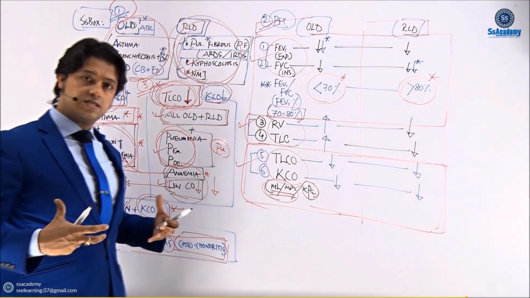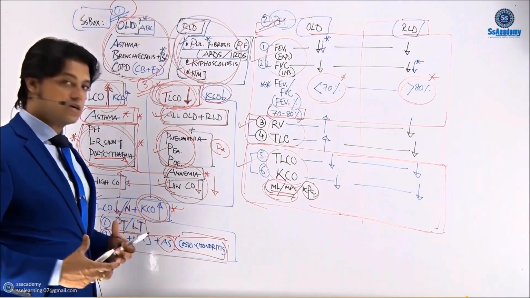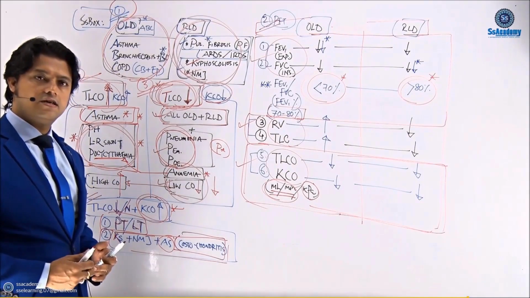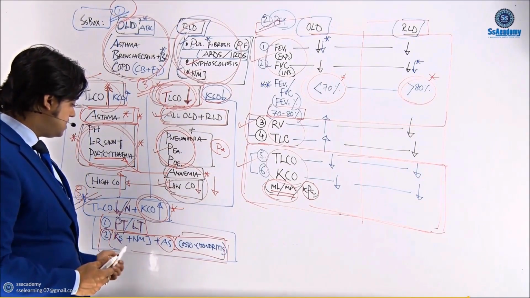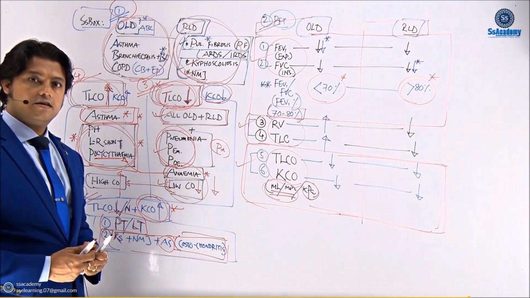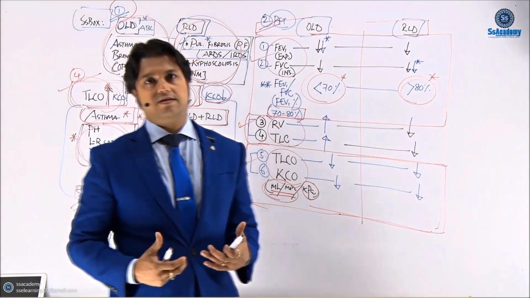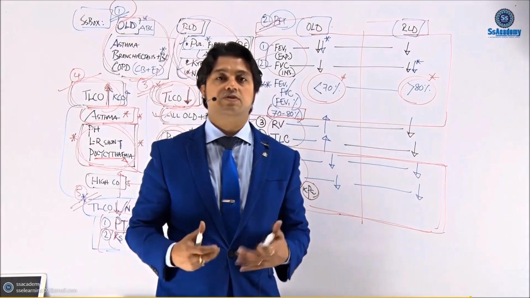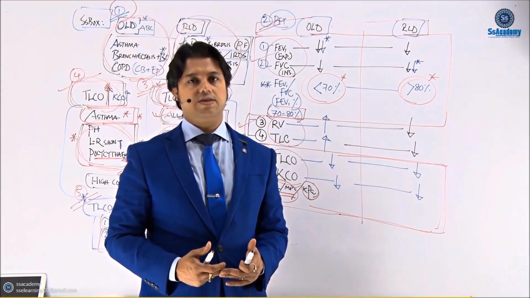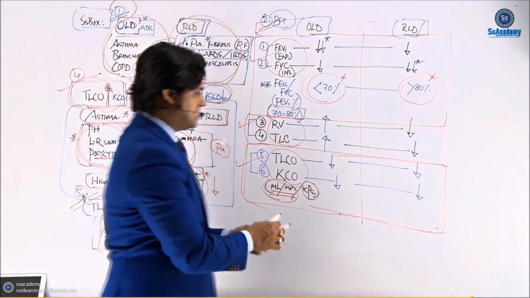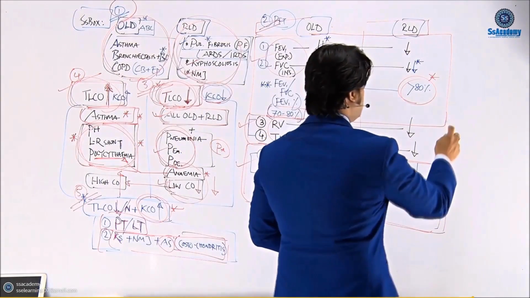In neuromuscular junction disorder, kyphoscoliosis, as well as costochondritis, in those cases, this is very important, TLCO can be normal or maybe reduced, but yes, KCO is increased because of the compensatory rate. That's it. Lastly, I would like to give an example.